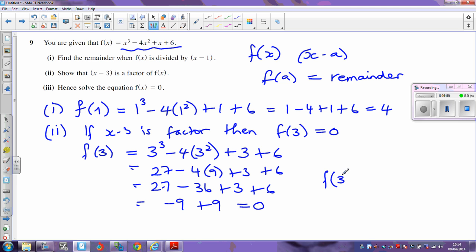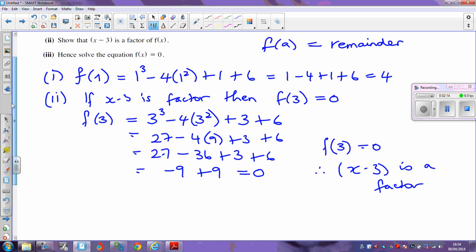Okay, so we've now shown that f of 3 is equal to 0. Therefore, x minus 3 is a factor. You must write that conclusion. Don't just write f of 3 equals 0. You won't get both of the marks.